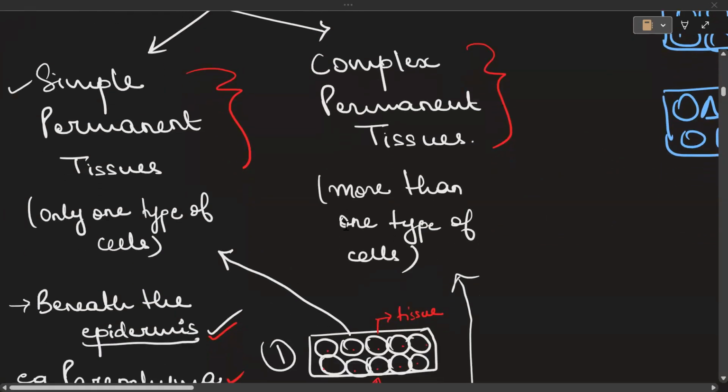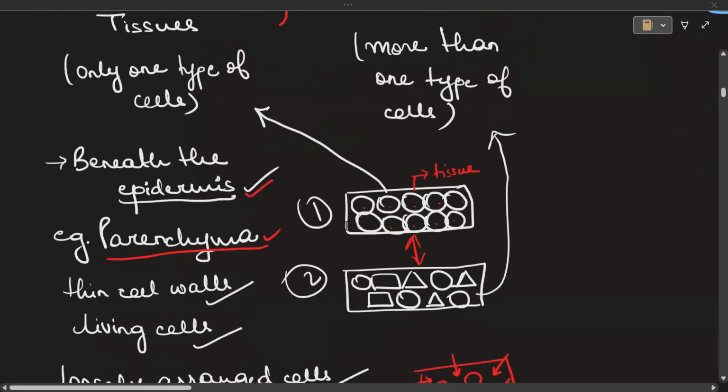all the cells will be of one type. Okay, it will be of one shape and one type. Talking about the complex permanent tissues, more than one type of cell would be present in the complex permanent tissues. Is it clear? Yes, ma'am.